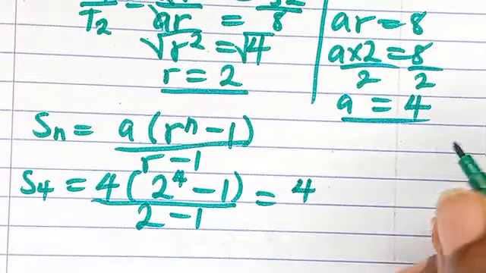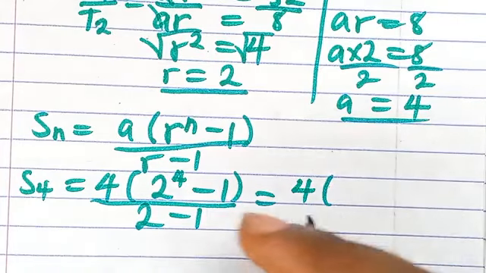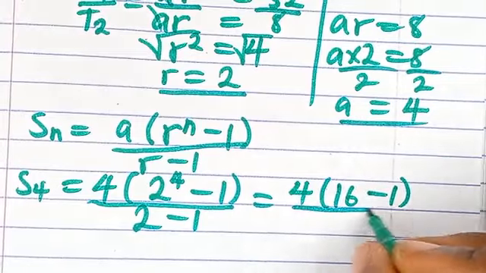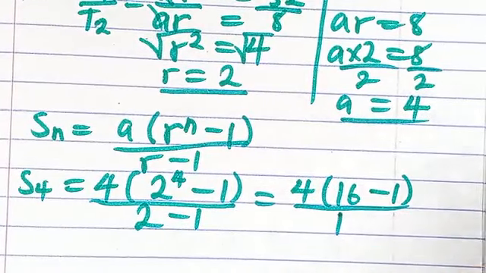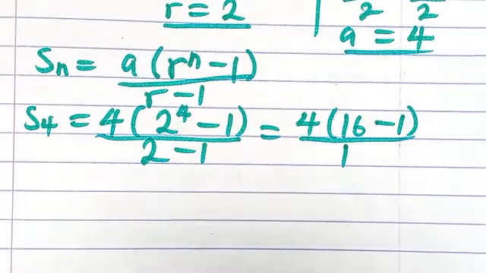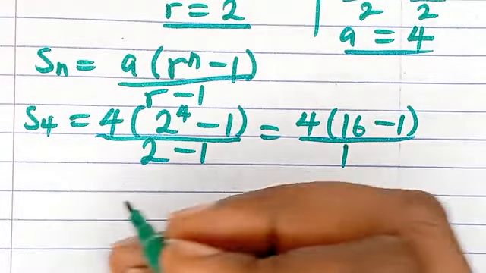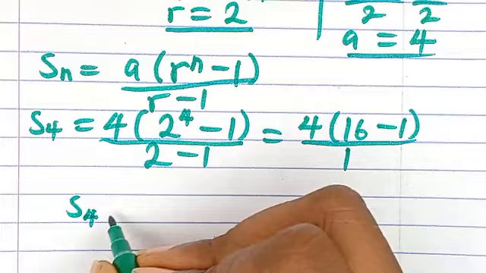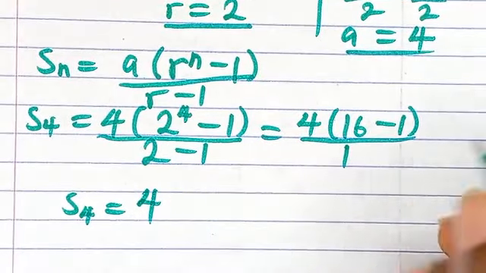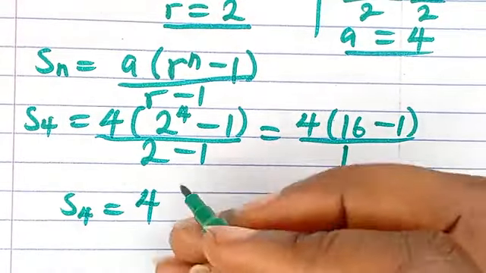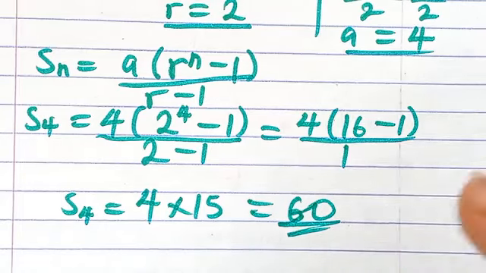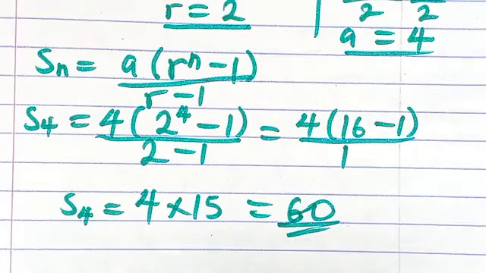We have 4 into 2 raised to power 4, which is 16, minus 1, over 2 minus 1, which is 1. So the sum to the fourth term is equal to 4 into 16 minus 1, which is 15. 4 times 15 is equal to 60. So the sum to the fourth term of this particular GP is equal to 60.